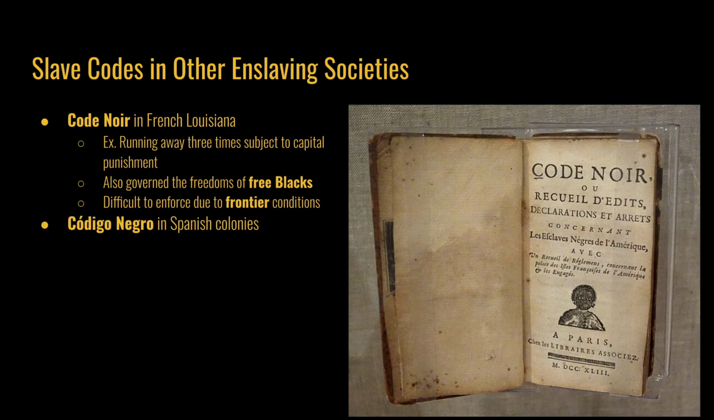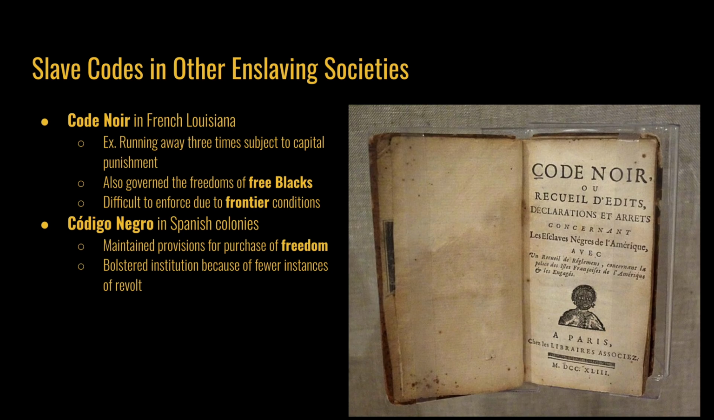In the Spanish colonies, they had the Código Negro, which was somewhat more lenient, maintaining provisions for the purchase of freedom. This actually bolstered the institution of slavery in the Spanish Empire because there were fewer instances of revolt due to greater opportunities for freedom.